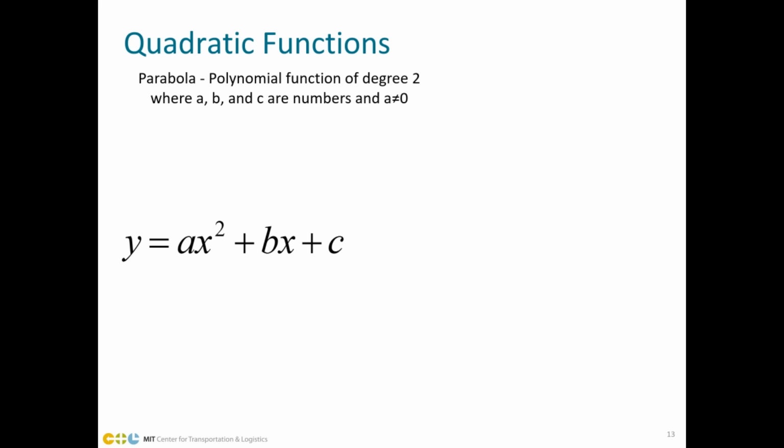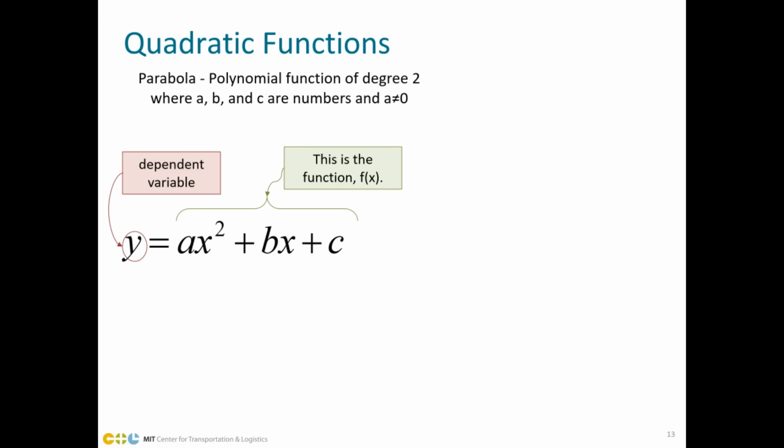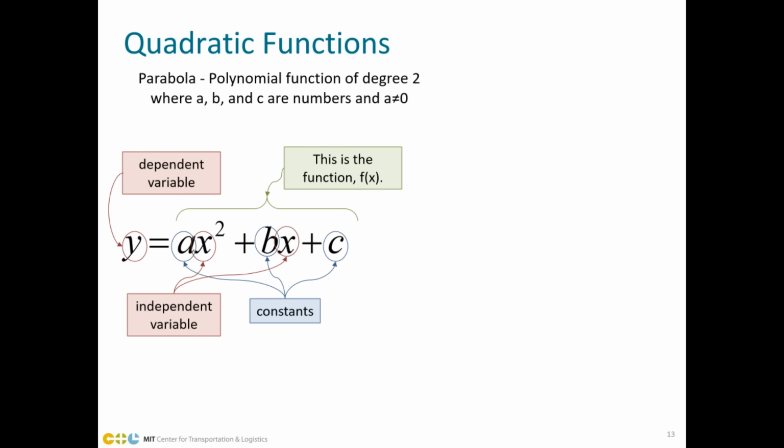But if a is greater than or less than 0, some other value, then it takes a very specific form. So my y, my dependent variable, is a function of x. That's that ax squared plus bx plus c. And that consists of the independent variable x, the input, and my three constants, a, b, and c.